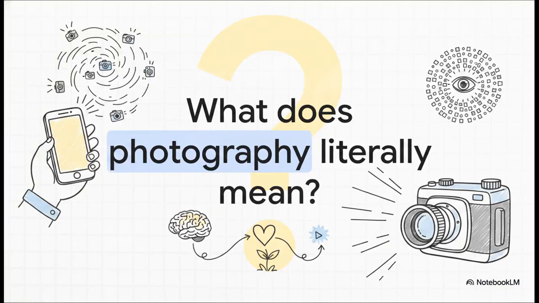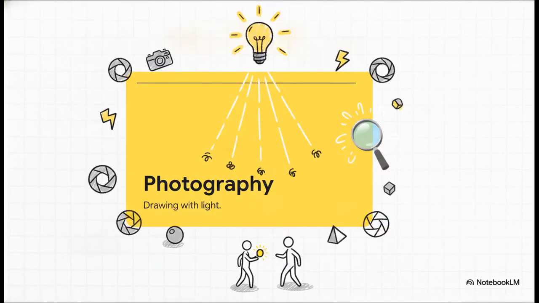Now, we live in a highly visual world, right? We take millions of photos every single day. But have you ever actually stopped to wonder what the word photography literally translates to when you pull out your smartphone? It literally means drawing with light. And honestly, that is a profound way to think about it, because lighting is absolutely everything. It sets the mood, it highlights the key elements, and it creates all the visual interest. You aren't just capturing an object, you are literally capturing how light dances across it.